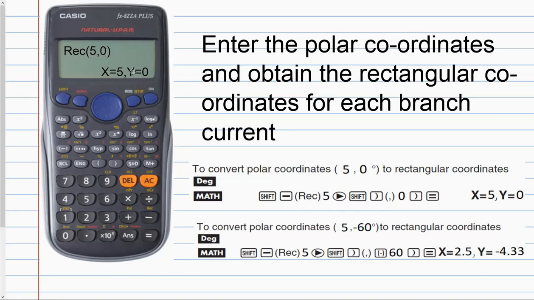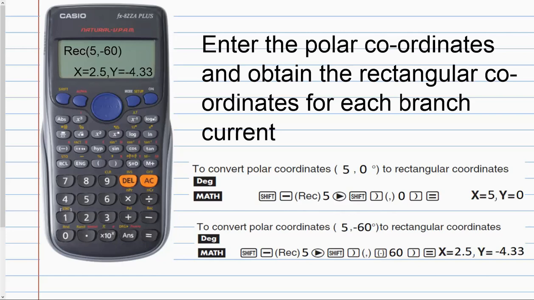We need those later. So we go back to shift. We press the negative or the minus button, which gives us second function rectangular. This time we've got 5 amps and minus 60 degrees. So we need the 5, and then we need the comma, which is second function right bracket. Then we need the negative sign because it's minus 60. Press the 6, press the 0, and then press the close brackets. Then we can press the equals button to get the answer.